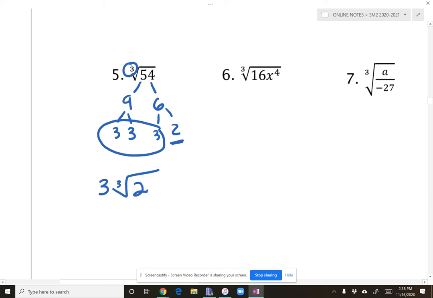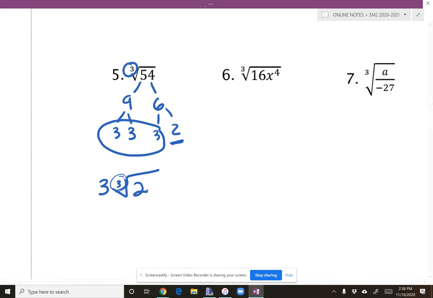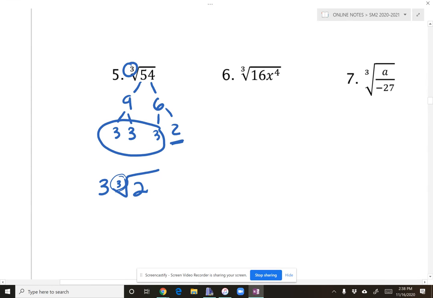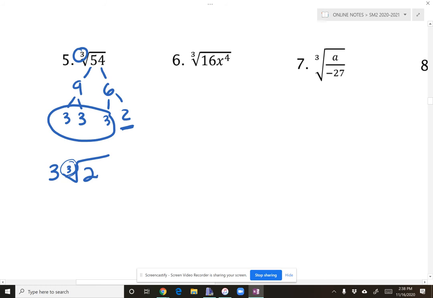Number one thing I'm going to tell you, you're going to get marked wrong. Make sure that you always put the root size back in. If it's a 2, you don't have to, but anything else you need to put it back in or it's going to mark you wrong. Okay. Number 6, we're going to do the same thing.